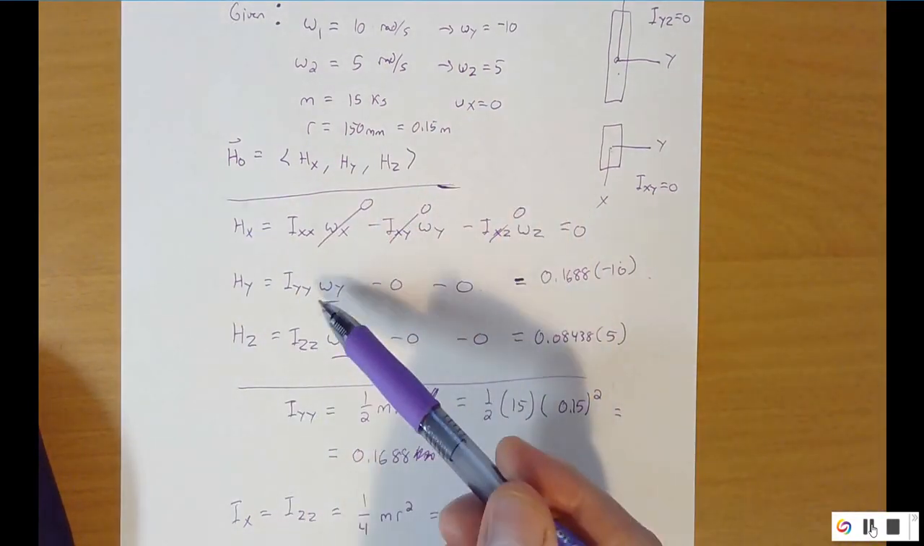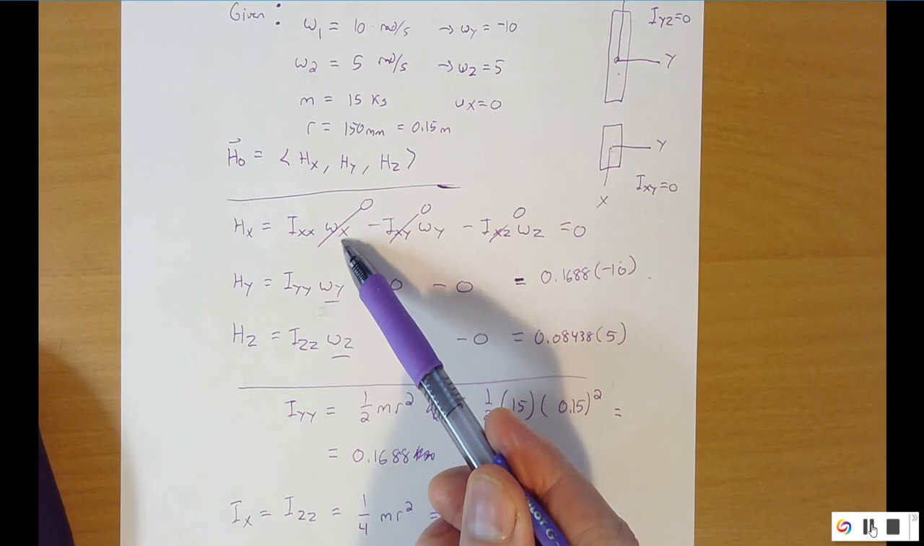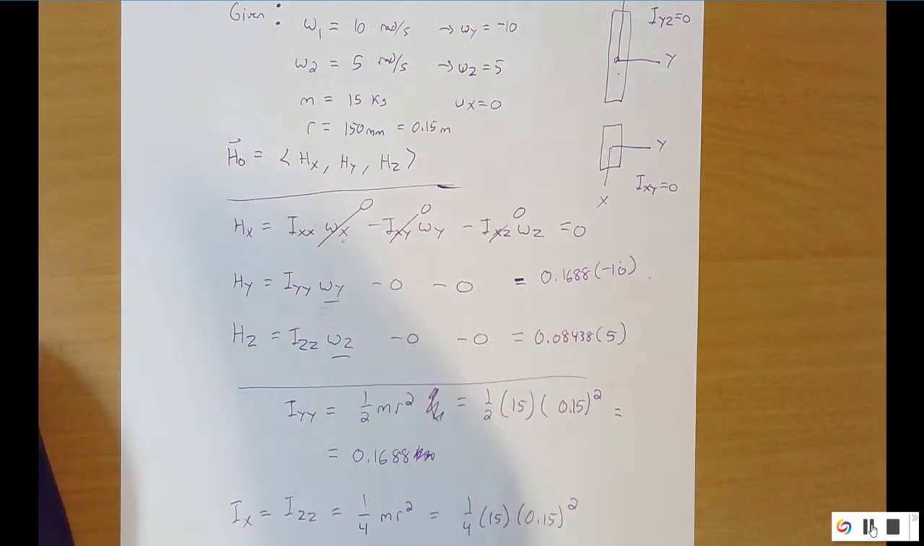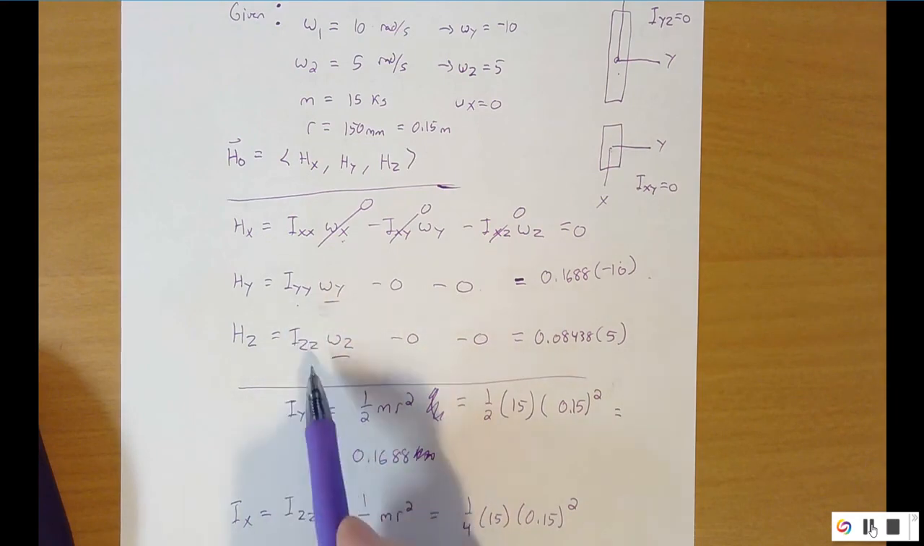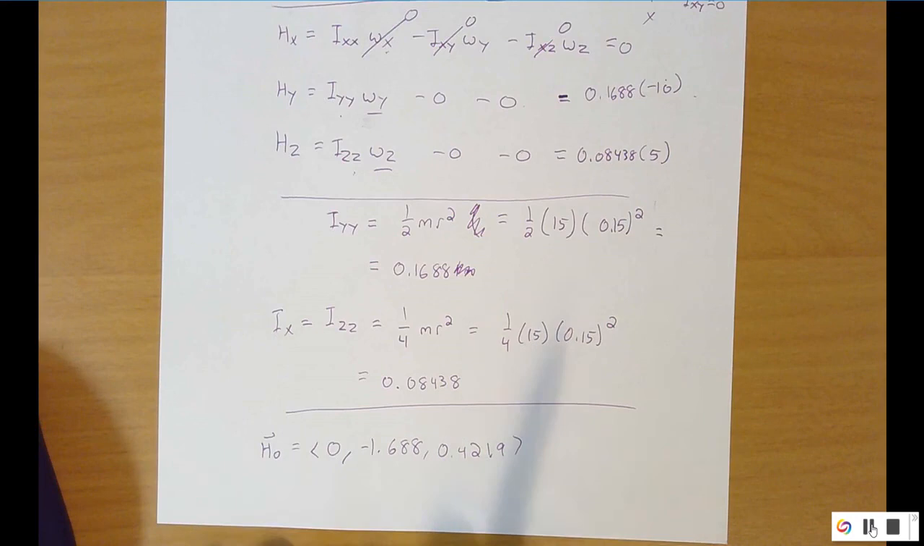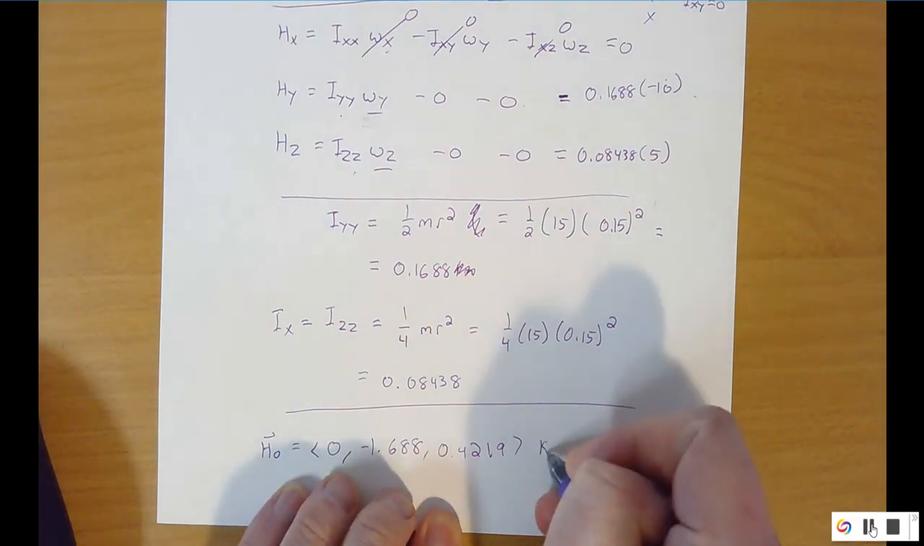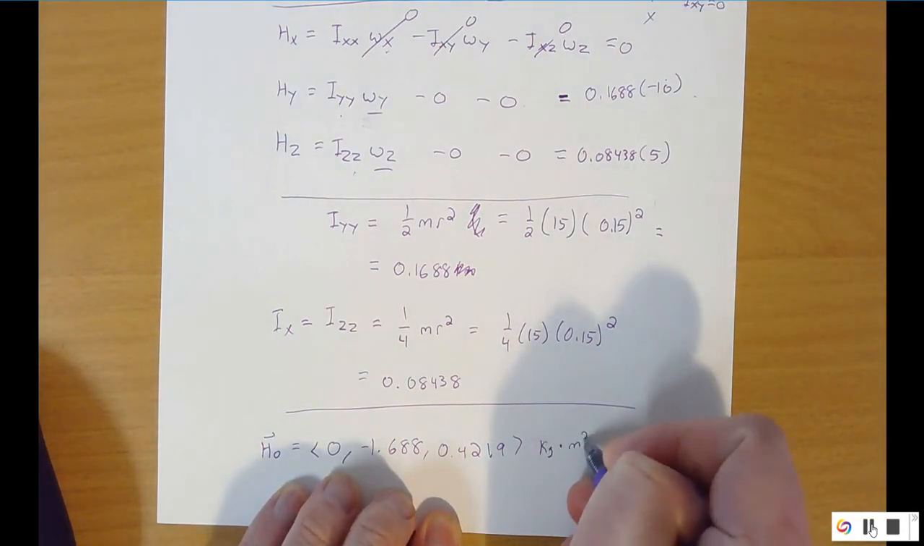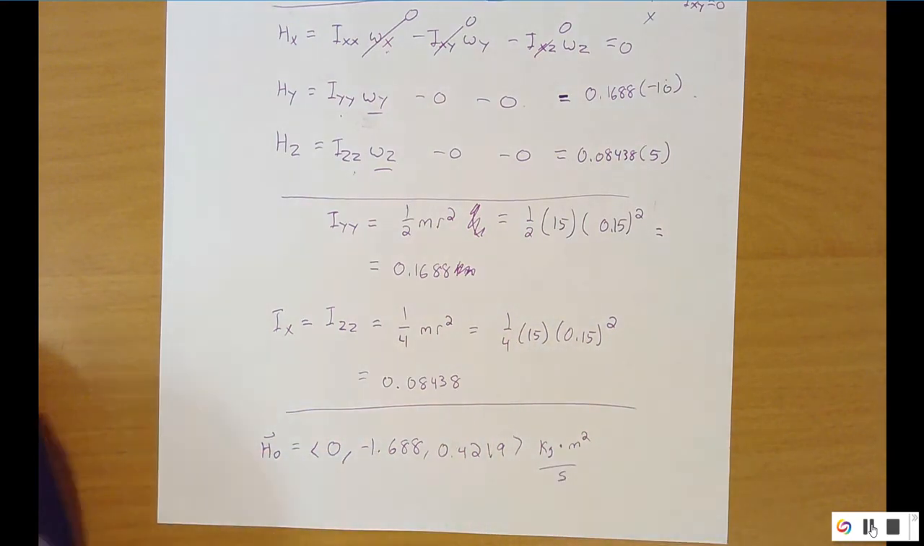Omega x was 0, because that's what we were given. We were given rotation about the x-axis. So we just had to find IYY and IZZ, and we just did that using stuff that you've done in previous sections. Did some algebra, and got to our answer. Oh yeah, the units on this are kilograms meters squared per second. If you have any questions, feel free to reach out.